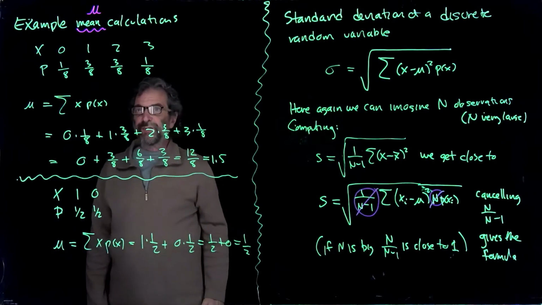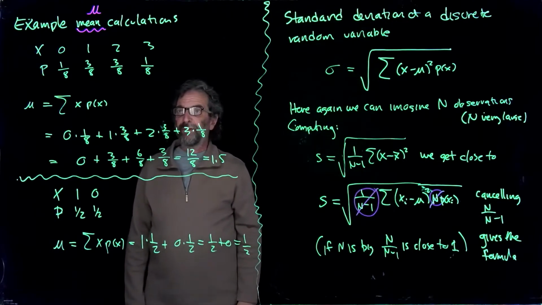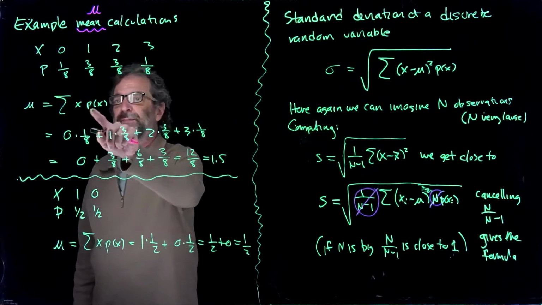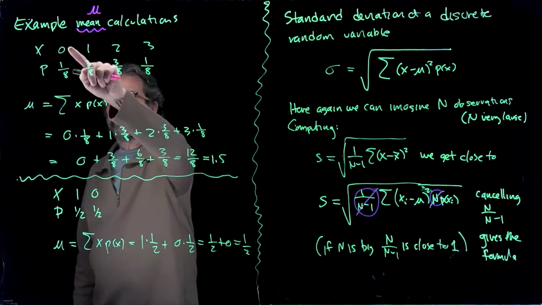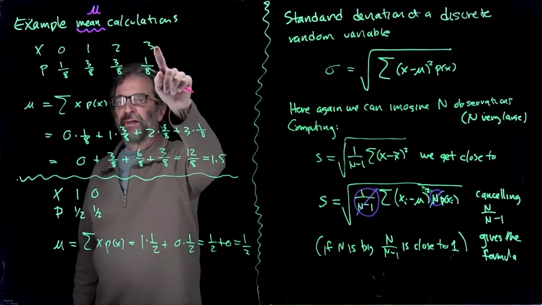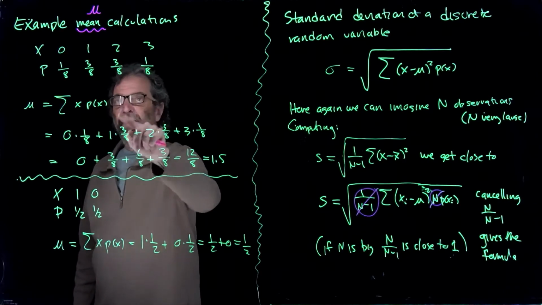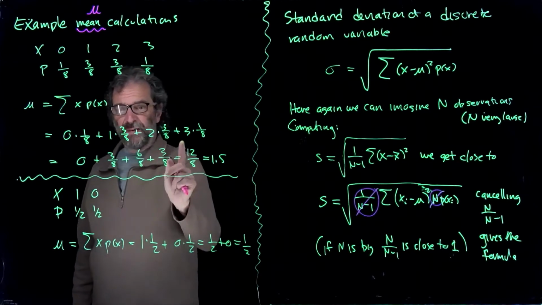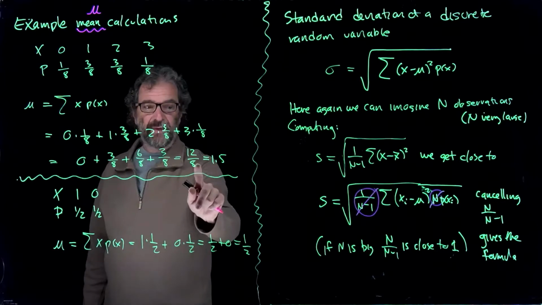So we're going to do some example calculations of calculating the mean of a discrete random variable. We call it mu. The way you compute mu is we sum x times p of x. Here are the x's, here are the p of x's, so we just multiply this and add them up. So x times p of x: 0 times 1/8, 1 times 3/8, 2 times 3/8, 3 times 1/8. And we just sum them, so 0, 3/8, 6/8, 3/8 to get 12/8, which is 1.5.